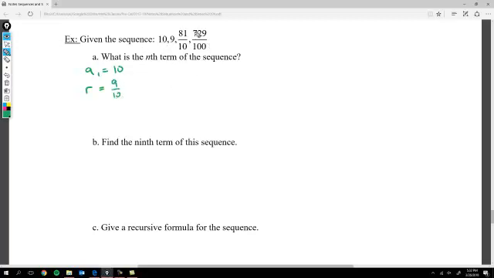Now if you divided 729 over 100 by 81 over 10, you would also get 9/10. You would get the same thing. You can try it yourself if you don't believe me.